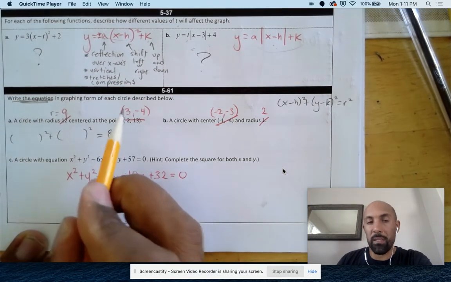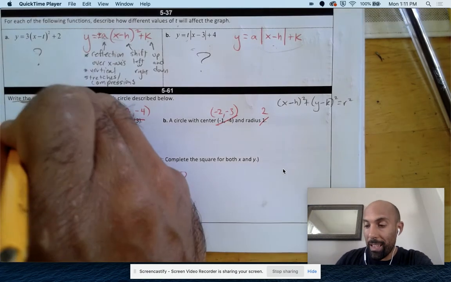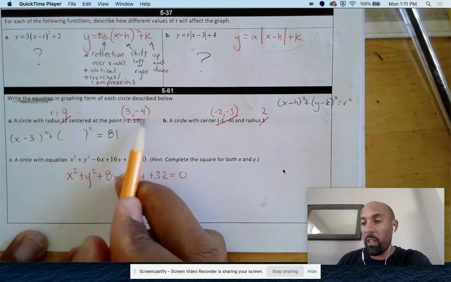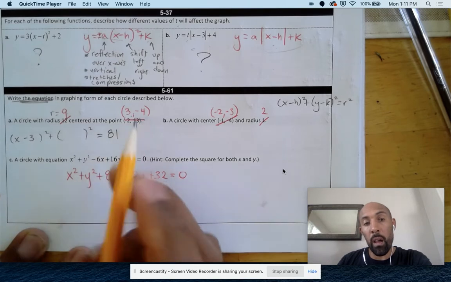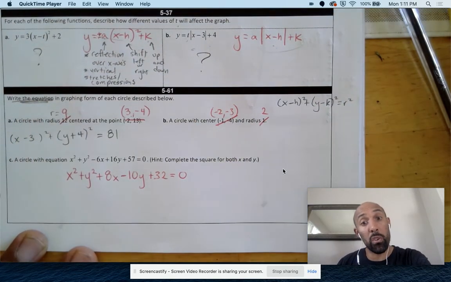Okay, so the center is at, the x value is at 3, so that means I write x minus 3, and it's at negative 4 for y, so that means I'm going to put y plus 4. Okay, so there's my equation.